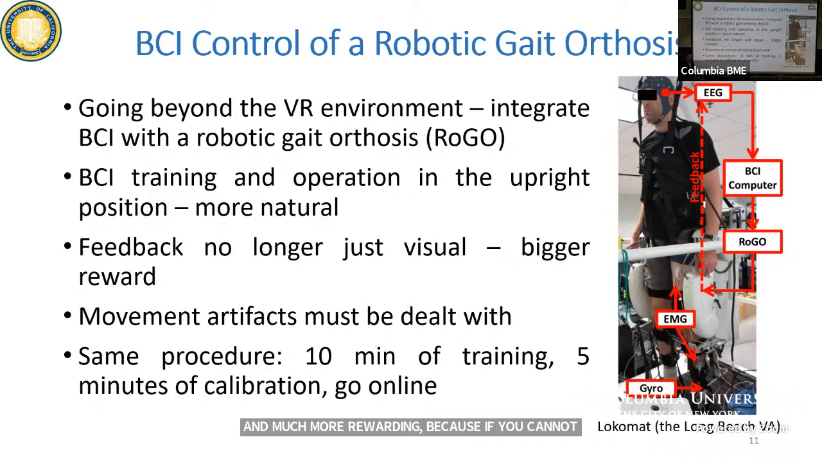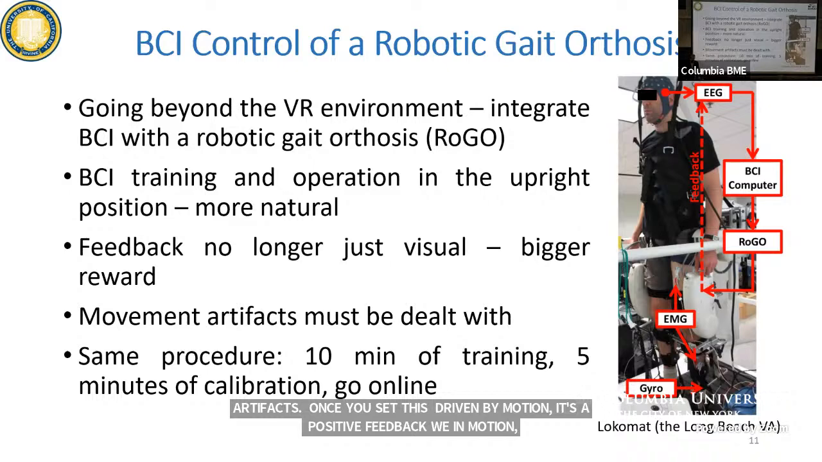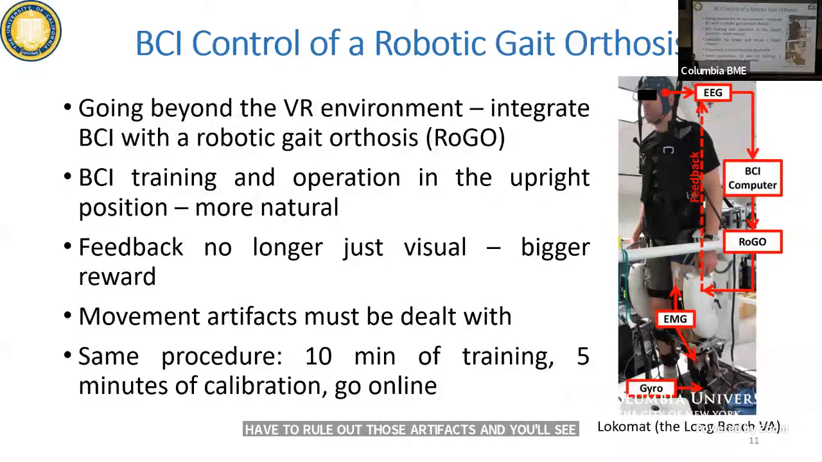We have to deal with movement artifacts. So once you set this thing in motion, if this is driven by artifacts, it would appear that you should not be able to stop because it's a positive feedback. So we need to rule out those artifacts, and you'll see that that's not what happens. But otherwise, the procedure is the same. Very short training, data collection, where we tag these EEG signals, short calibration, and then we go online. So let's see.